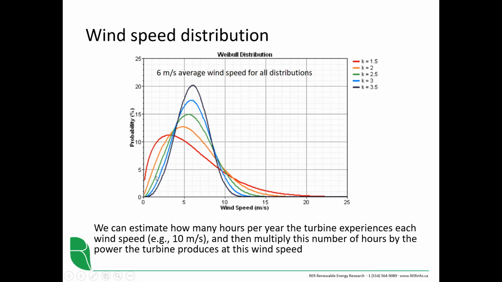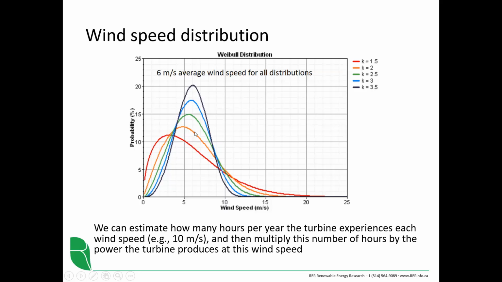And the reason we're seeing all these different curves in different colors is because the Weibull distribution is a 2-parameter distribution, meaning we can fix the average wind speed. So all these variants have the same average wind speed of 6 meters per second, but we can vary the shape, which is described by this parameter k. So in orange, you have k equal 2, and that's this curve.